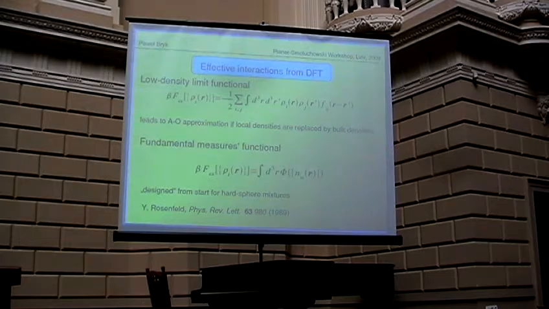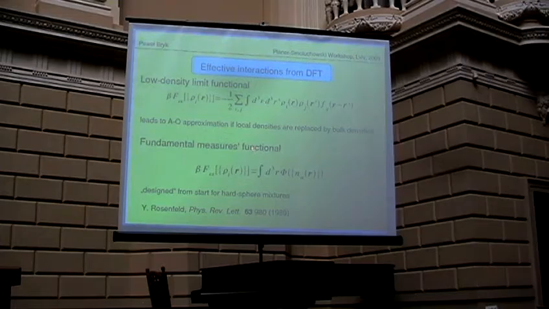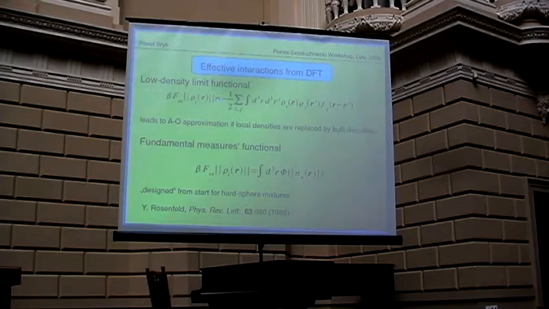Now, of course, there are many approximations for the excess free energy, and I will just tell you about two of them. One of the simplest is the low density limit functional, which is exact in the low density limit, of course. The advantage of this functional is that it only requires knowledge of the Mayer function, that is, the pair interactions between these colloids. If we replace the local densities by bulk densities, we recover the Asakura-Oosawa approximation.